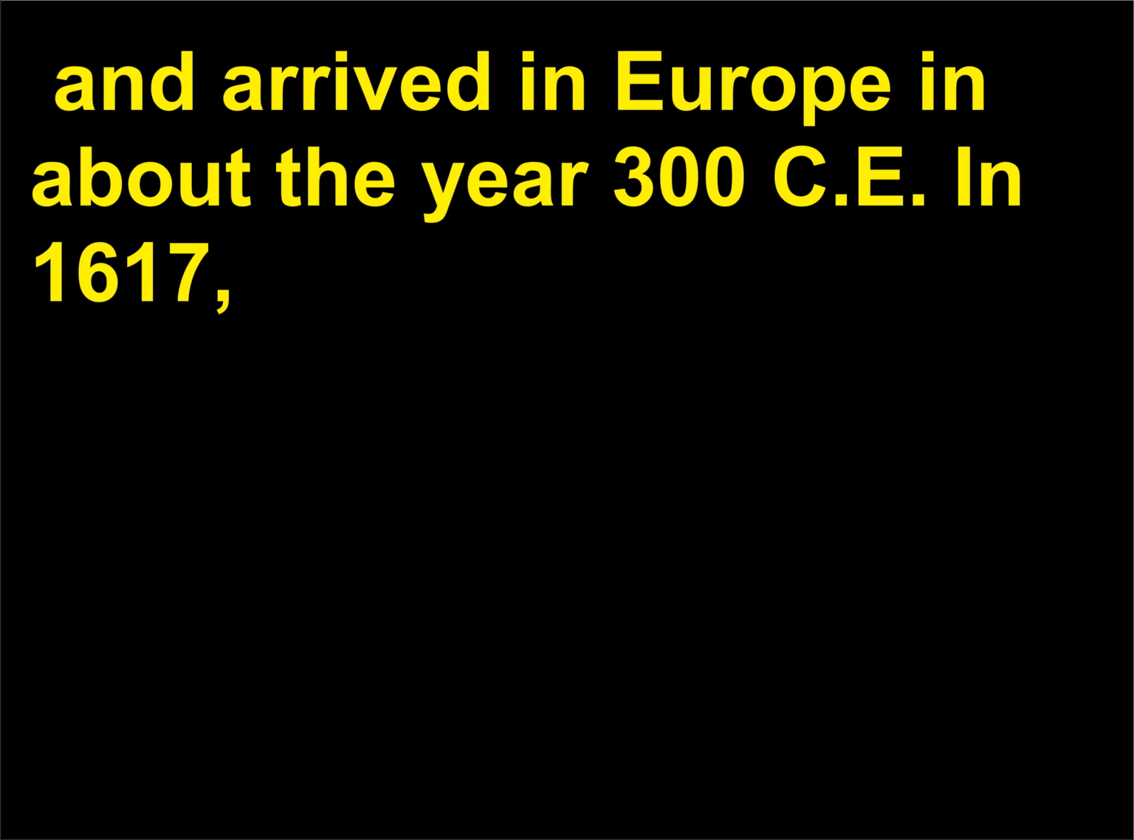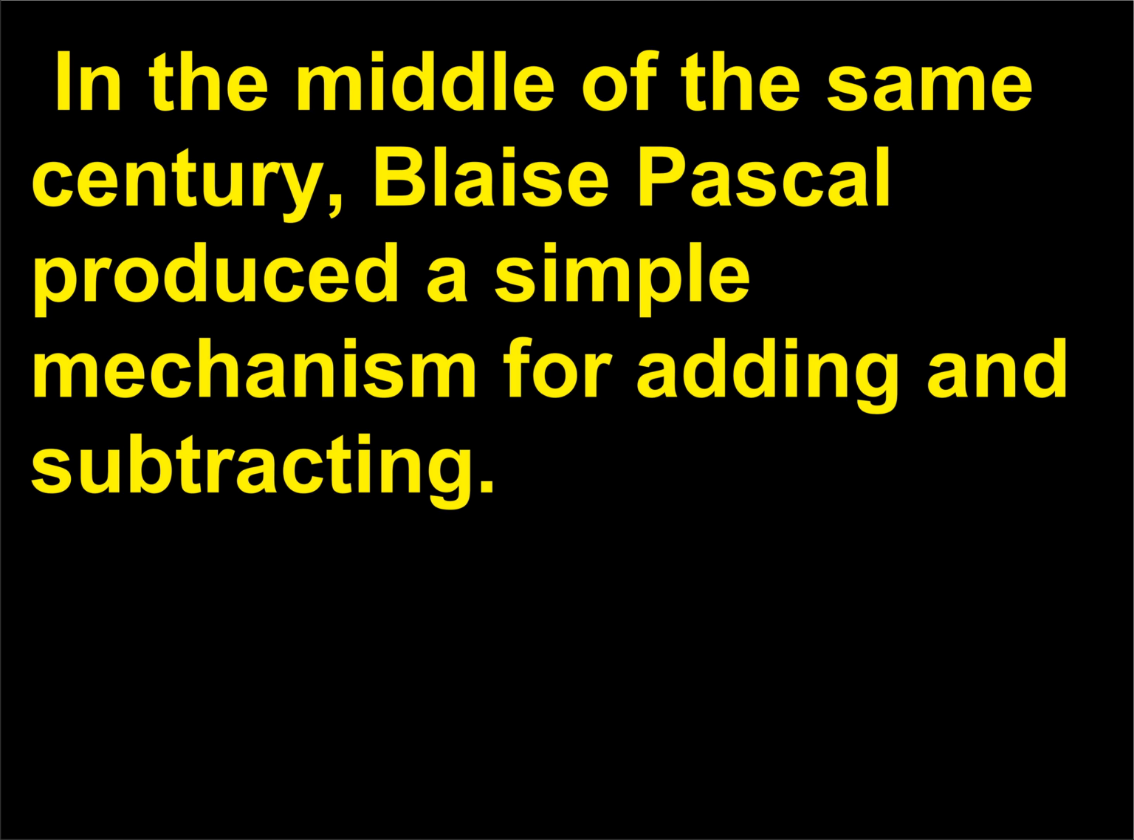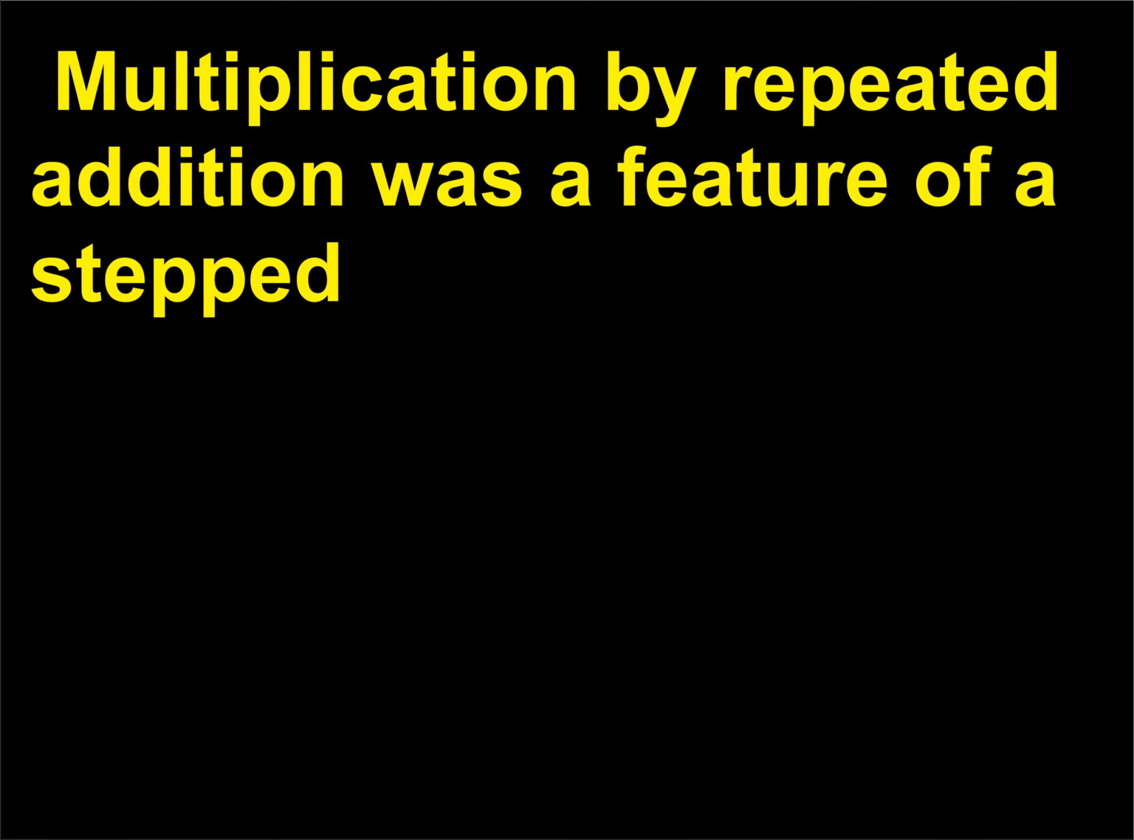In 1617, John Napier invented Napier's bones, marked pieces of ivory for multiples of numbers. In the middle of the same century, Blaise Pascal produced a simple mechanism for adding and subtracting. Multiplication by repeated addition was a feature of a stepped drum or wheel machine of 1694, invented by Gottfried Wilhelm Leibniz.